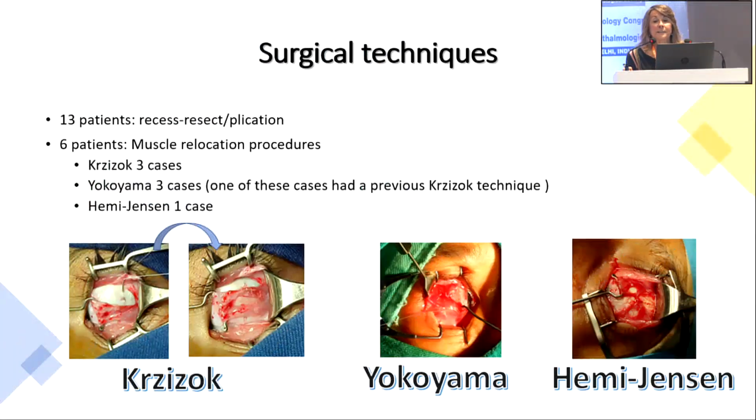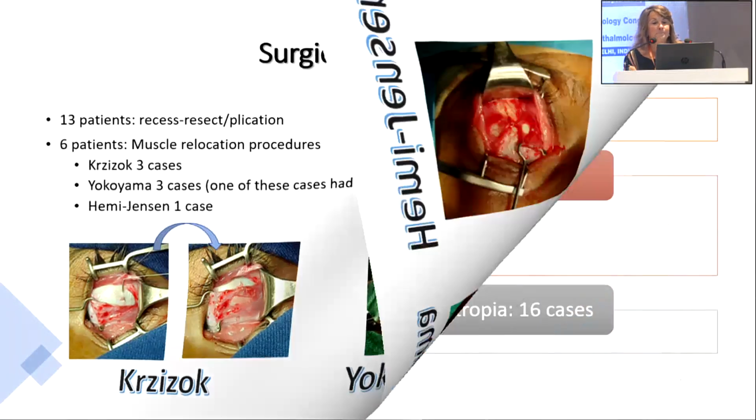Which surgical techniques were utilized? In 13 patients, we did a resect or recess procedure or plication, and in 6 patients, we did muscle relocation procedures. In 3 cases, we did the zigzag technique, elevating the path of the muscle. In 3 cases, we did a Yokoyama technique, but one of these cases had a previous zigzag technique done, and in 1 case, we did an Amy Jensen technique.